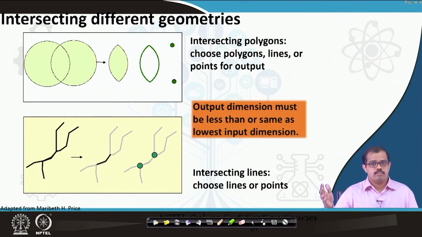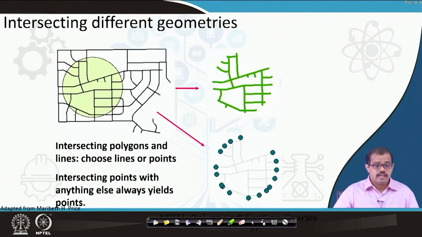How do you want the output? So look at those ways of providing the output. Then intersecting different geometries. This is very important for applications, especially in urban data. For example, there is one geometry here and there is another geometry. So for these intersecting polygons, you should choose either lines or polygons.